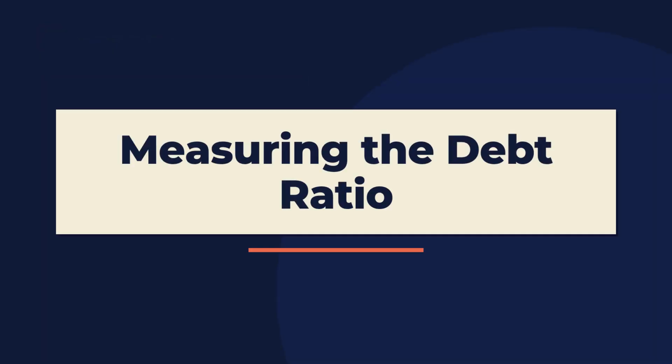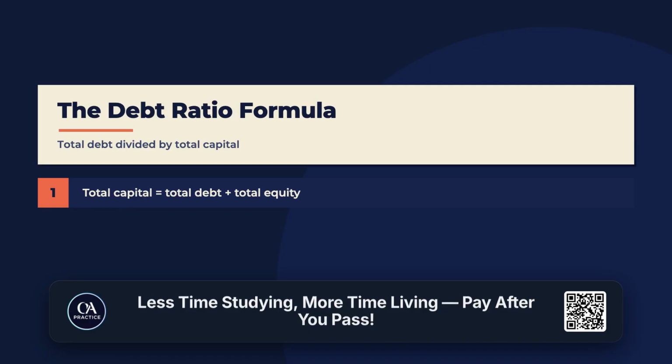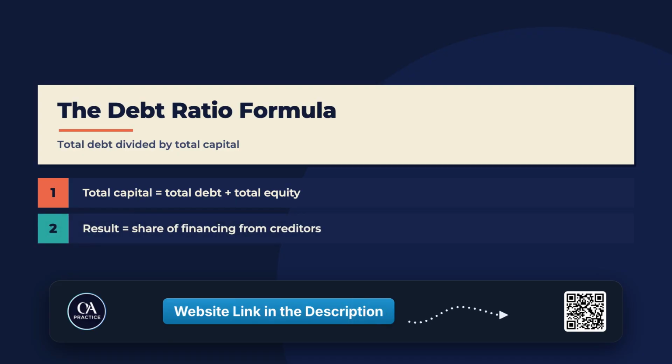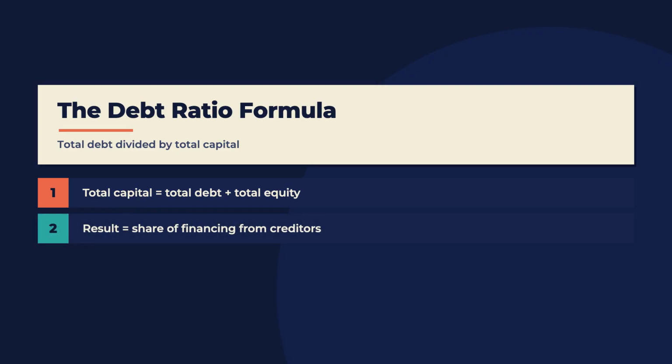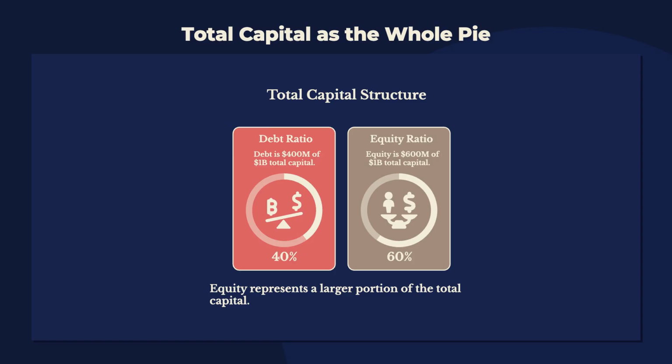Once we accept that a firm's financing mix matters, the next question is mechanical. How do we actually measure it? The answer is the debt ratio, a simple fraction with a very specific denominator. The debt ratio is total debt divided by total capital, where total capital is debt plus equity combined. A firm with 400 million in debt and 600 million in equity has 1 billion in total capital, giving a debt ratio of 40%.